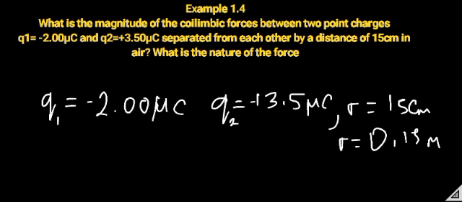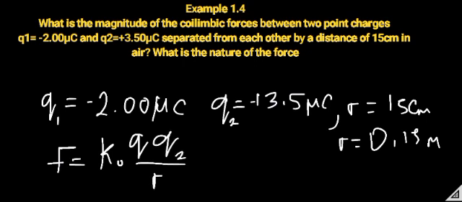So if this is true, we use our equation. We know that F is equal to K naught Q1 Q2 over R squared, because it happens in free air, right? Just substitute directly. We know that K is 9.0 times 10 raised to power 9.